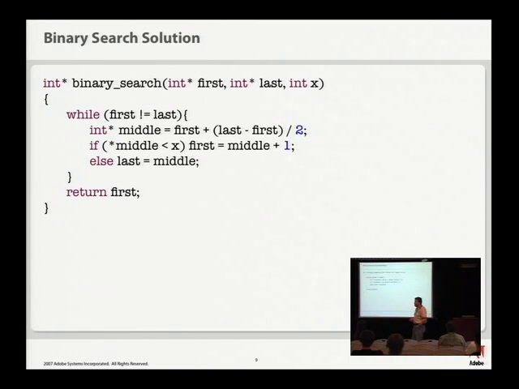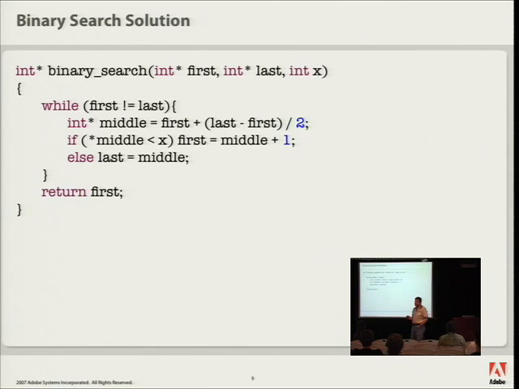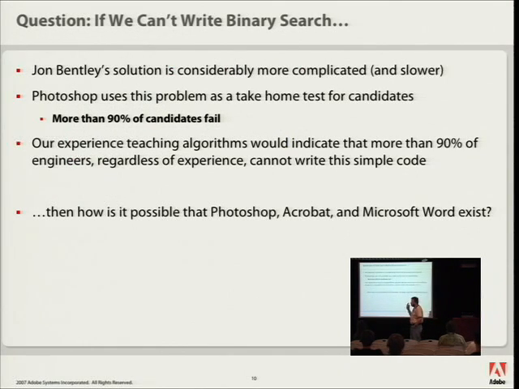To put it in perspective, this is a correct solution to John Bentley's binary search problem. And they were not given just a few minutes to do this. They were given several hours. Photoshop uses the same problem and has for many, many years as a take-home test. And more than 90% of the candidates just fail miserably at coming up with anything remotely resembling this piece of code. I think the worst case is probably 48 pages or something like that of code. And once you figured out what the 48 pages of code did, it was wrong.